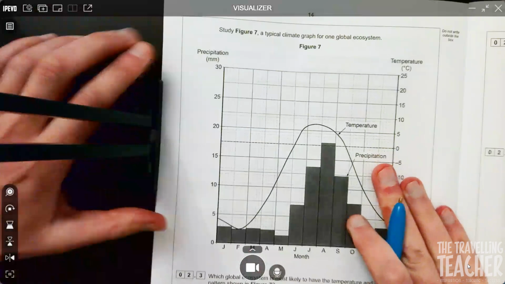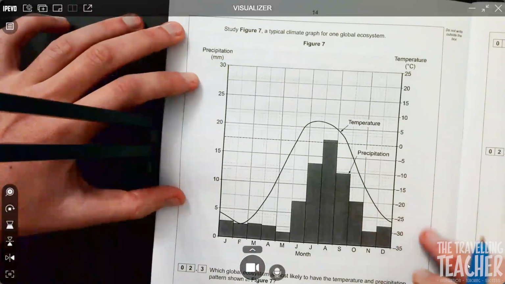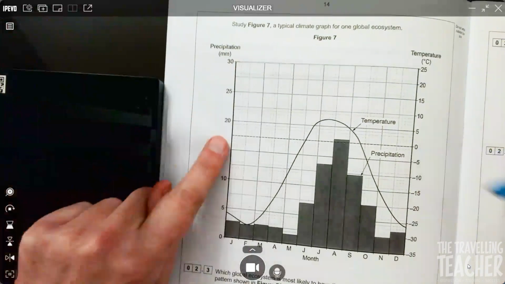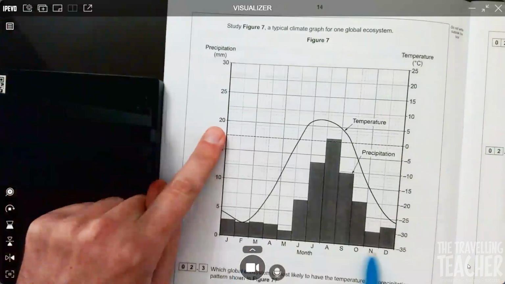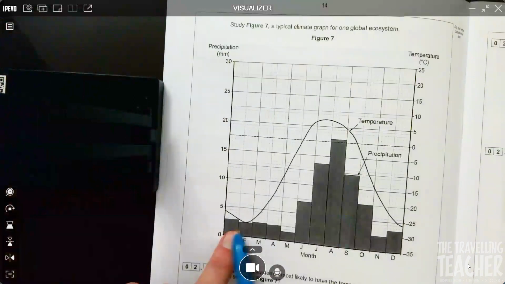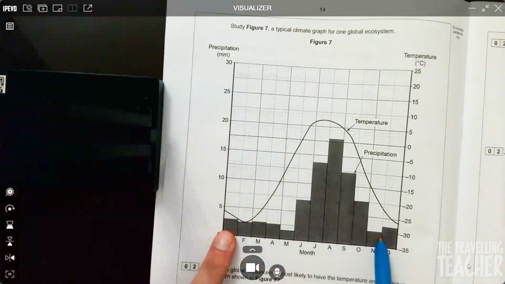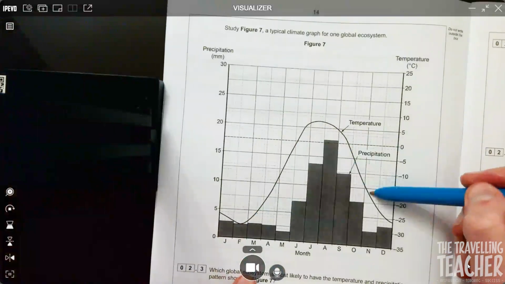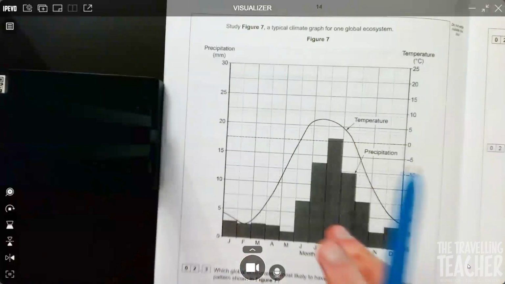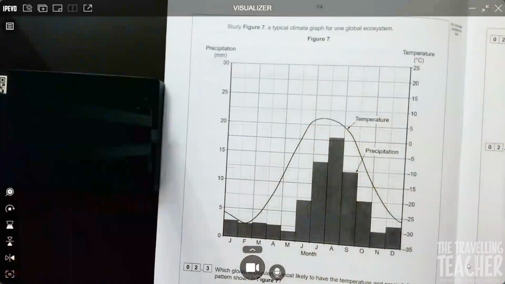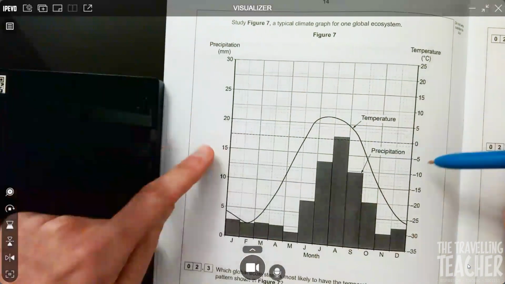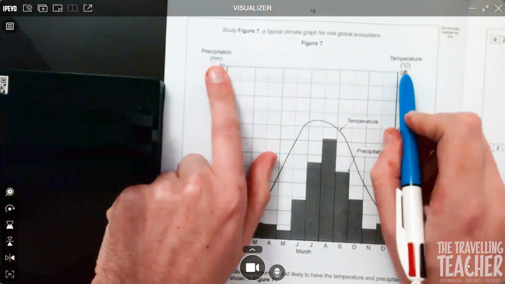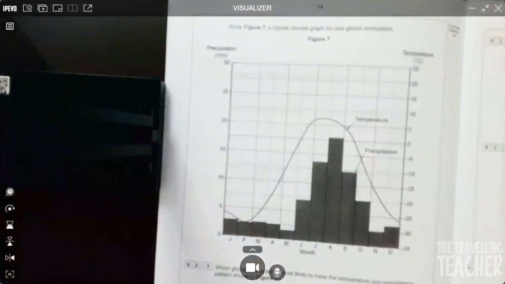Study figure 7, a typical climate graph for one global ecosystem. Just to quickly break down a climate graph for you: 3 axes, precipitation is here, temperature is here, months of the year. The bars will always refer to precipitation. Normally, these are coloured in blue. The line is always referring to temperature. That's normally red or orange. There's no guarantee of that, but just remember bars, rainfall, line, temperature. When taking a reading, make sure you read off the correct axes and make sure you put in the correct units after you write something down. Simple as that.